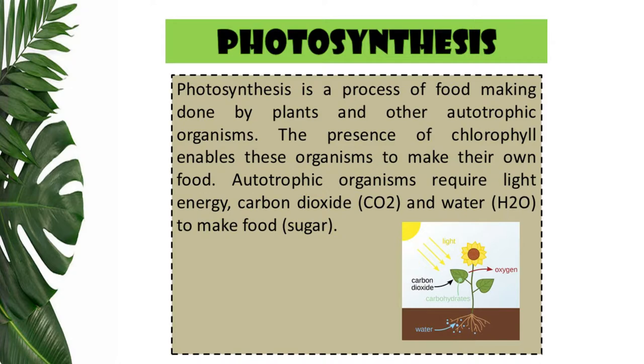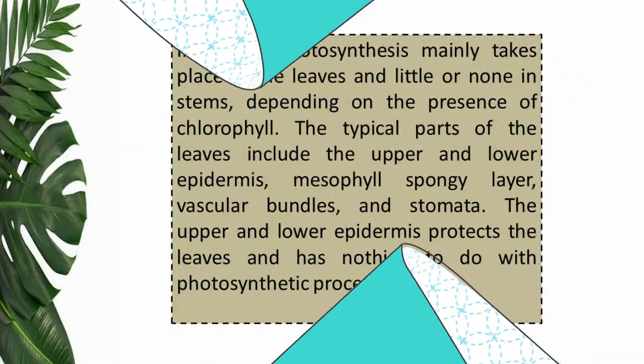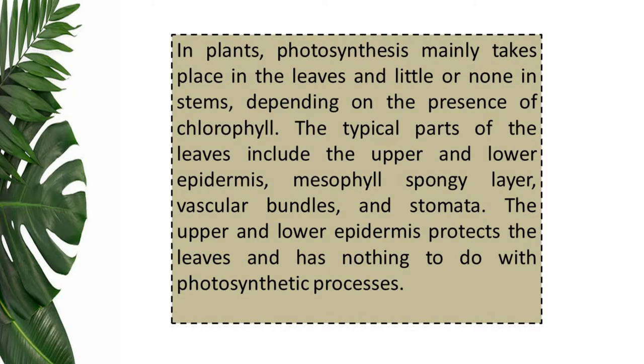Photosynthesis is a process of food making done by plants and other autotrophic organisms. The presence of chlorophyll enables these organisms to make their own food. Autotrophic organisms require light energy, carbon dioxide, and water to make food. In plants, photosynthesis mainly takes place in the leaves and little or none in stems, depending on the presence of chlorophyll. The typical parts of the leaves include the upper and lower epidermis, mesophyll spongy layer, vascular bundles, and stomata.